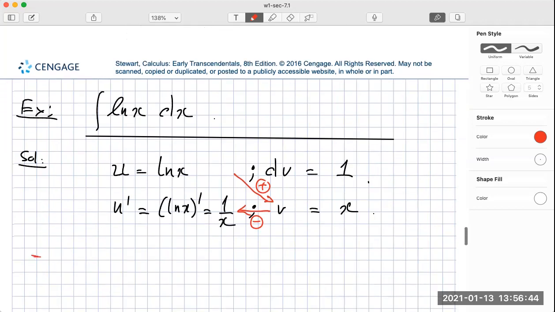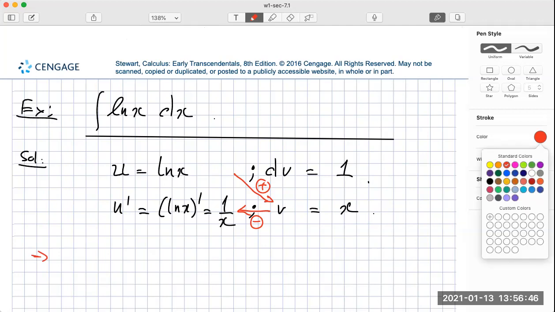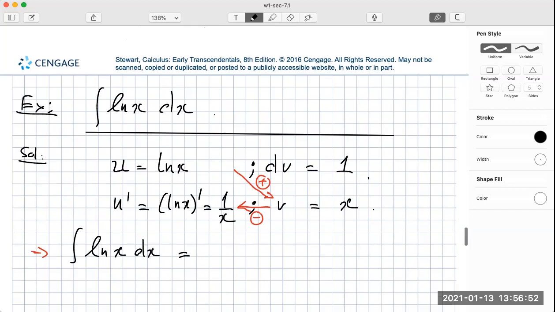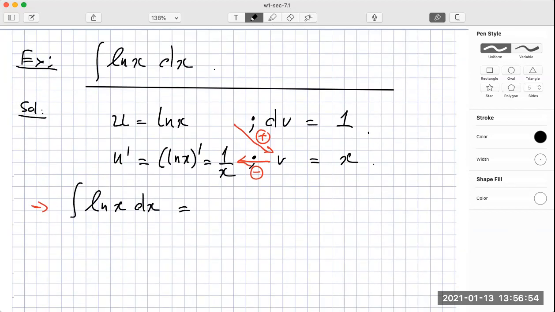Therefore, we have that the integral of natural log of x dx will be, what is it? Yes, x times natural log of x. Very good.